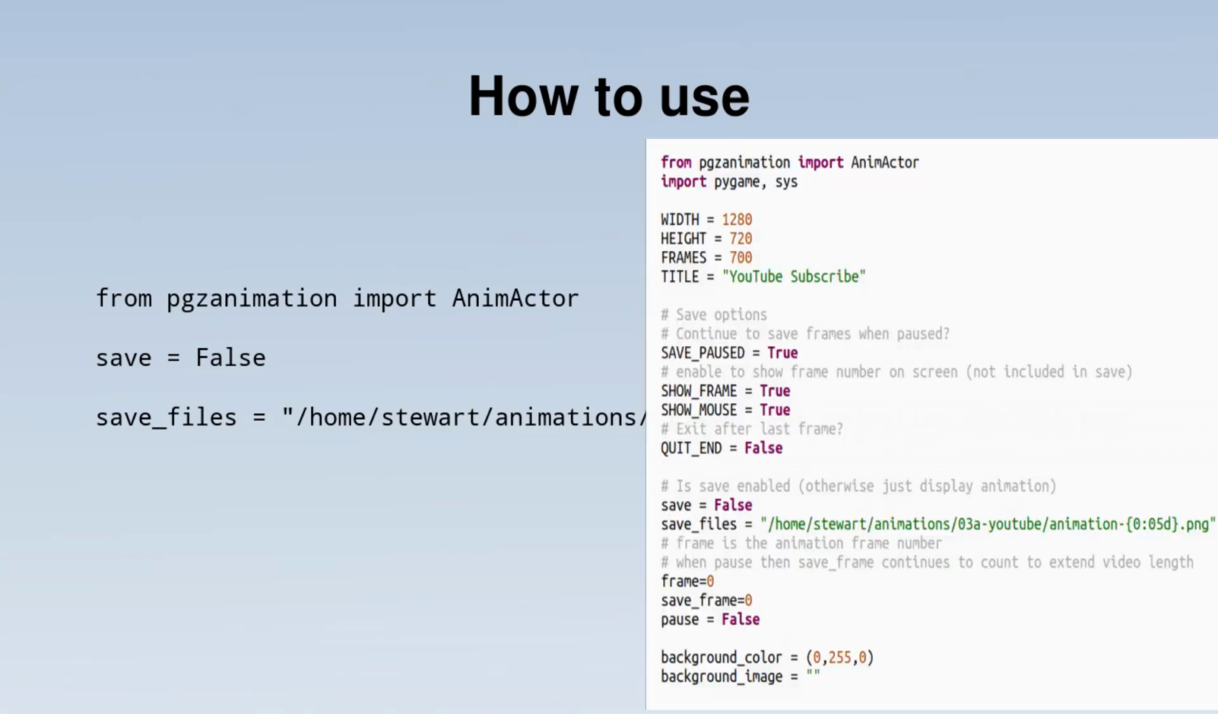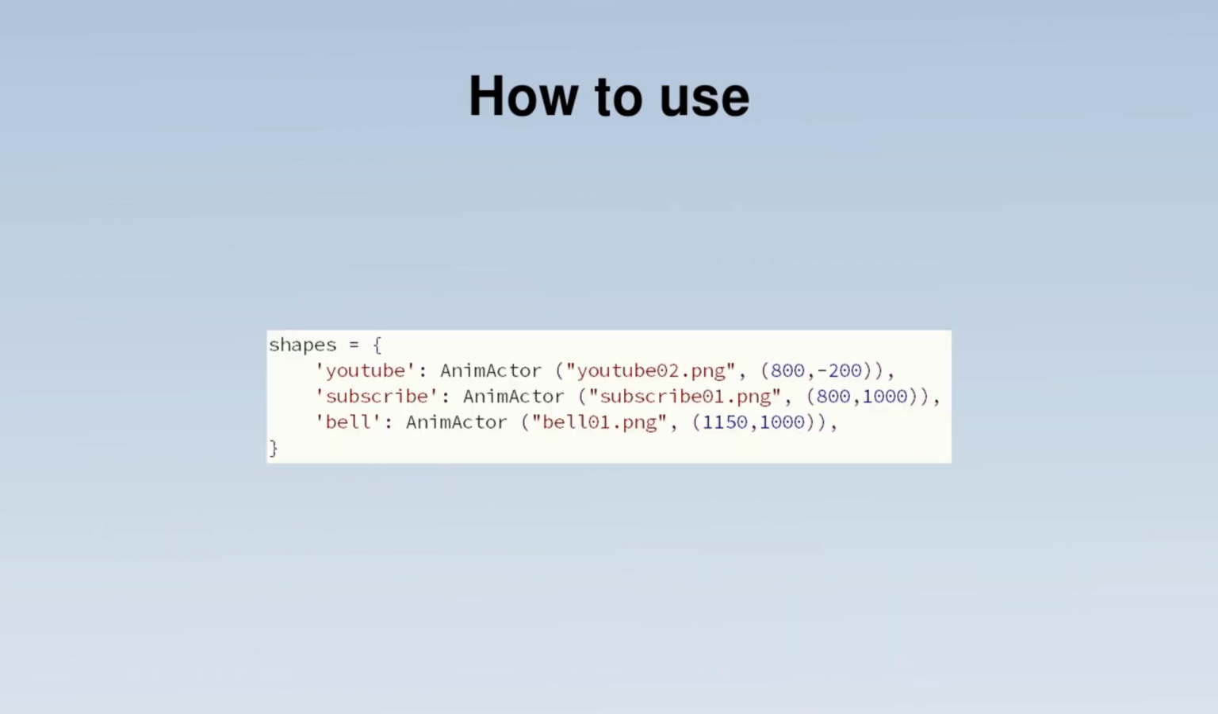The background color and background image options can be used to set the background. The background image will override the background color. In this case, the color is set to RGB 0, 255, 0, which is pure green. This makes it easier for me to use the green screen option in my video editor to turn the background transparent. The next block of text that needs to be changed is the shapes dictionary.